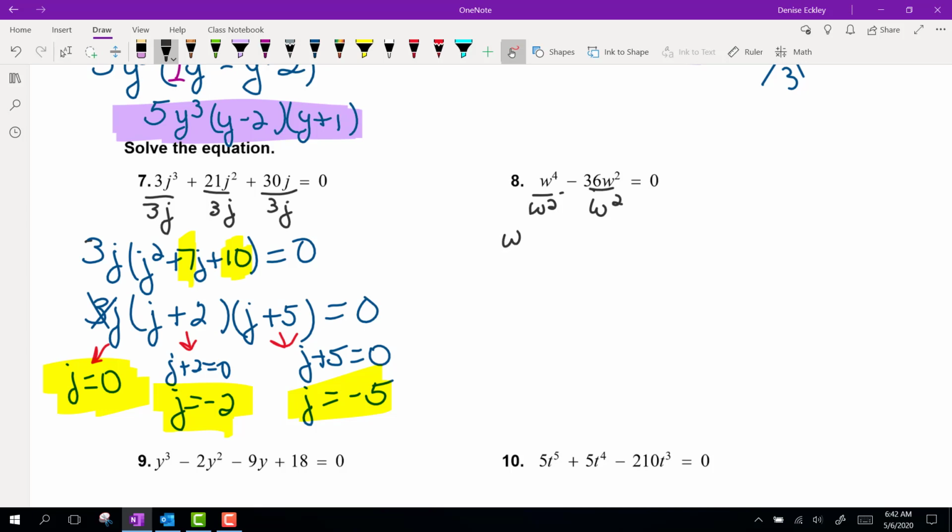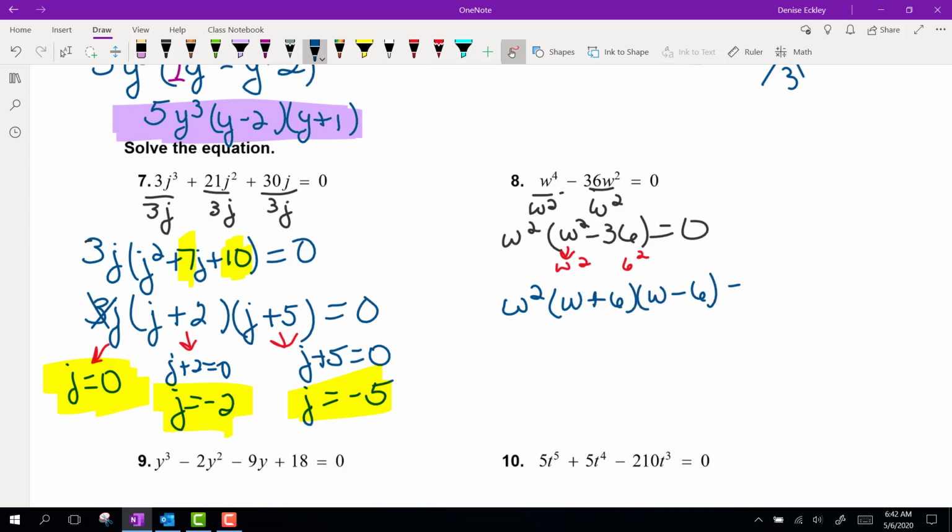So I have a w squared, and then I have w squared minus 36. Now this is a binomial, so I have subtraction. I'm going to look for perfect squares, w squared and 6 squared. So I can factor it again. So I have w squared times w plus 6 times w minus 6.